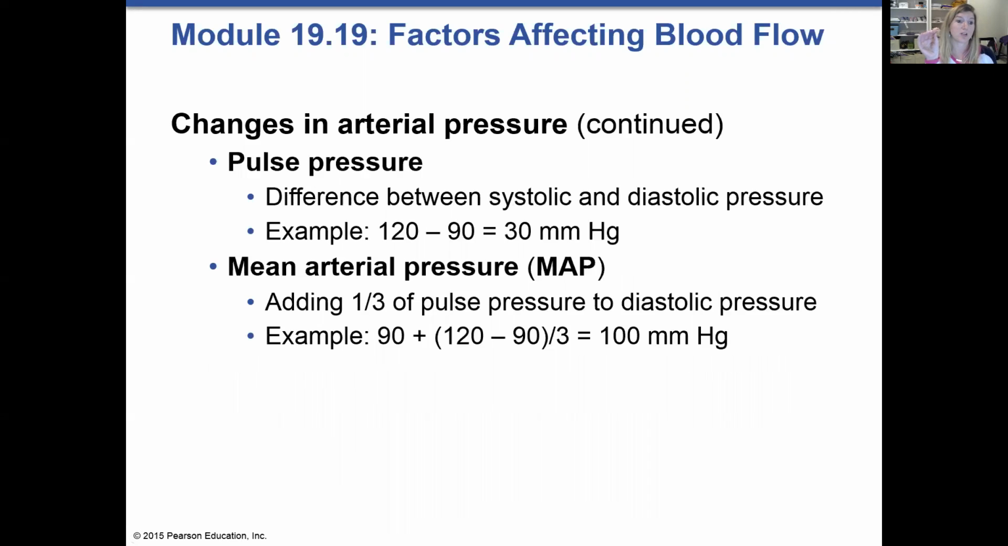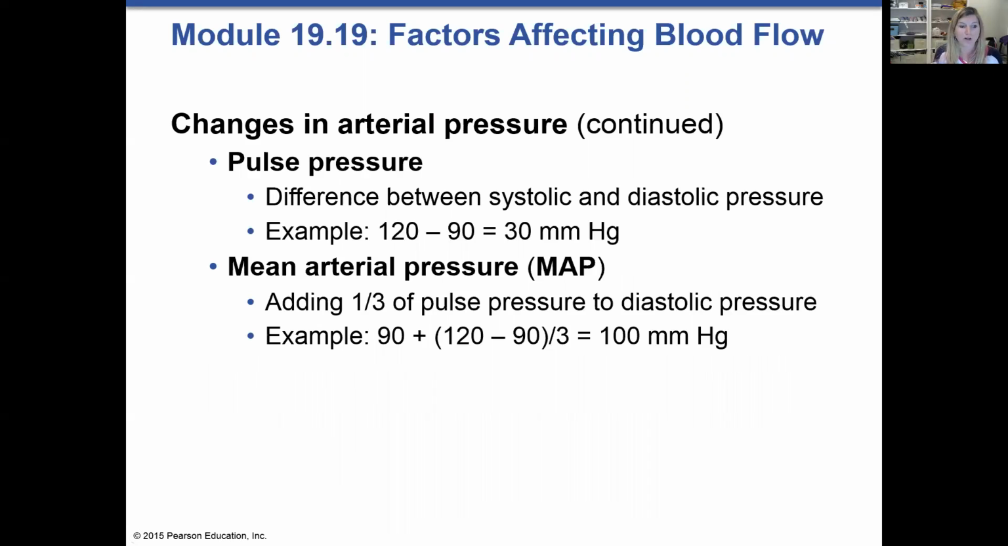So your pulse pressure is the difference between the systolic and diastolic. So you just take those two numbers and subtract them. The 120 minus 90 is going to give you 30. That's your pulse pressure. The MAP, or mean arterial pressure, is adding a third of the pulse pressure to the diastolic pressure. So it's basically taking the average.